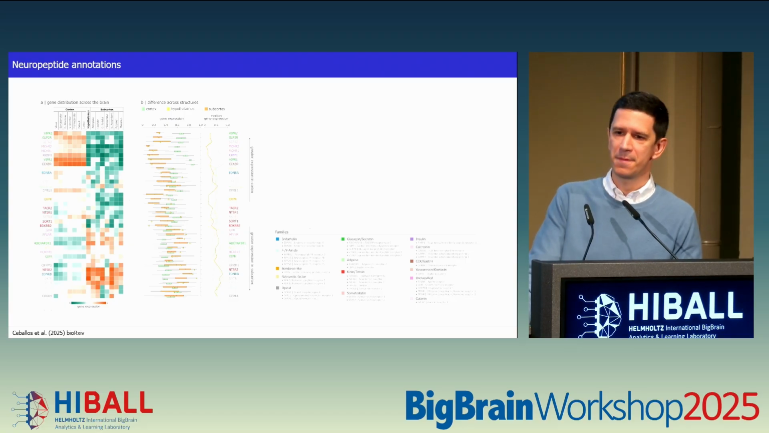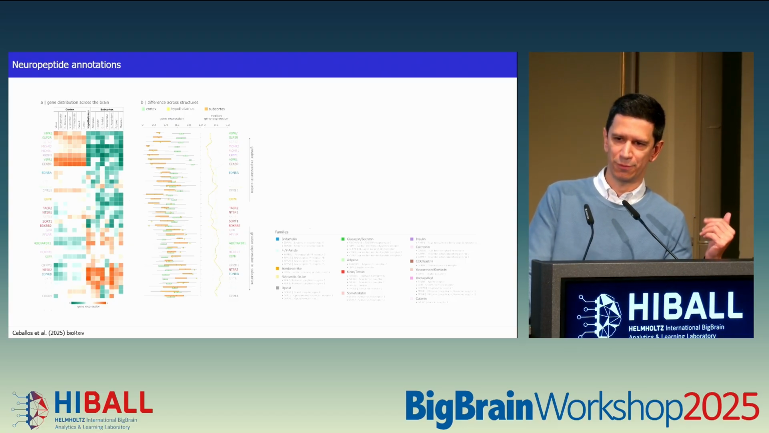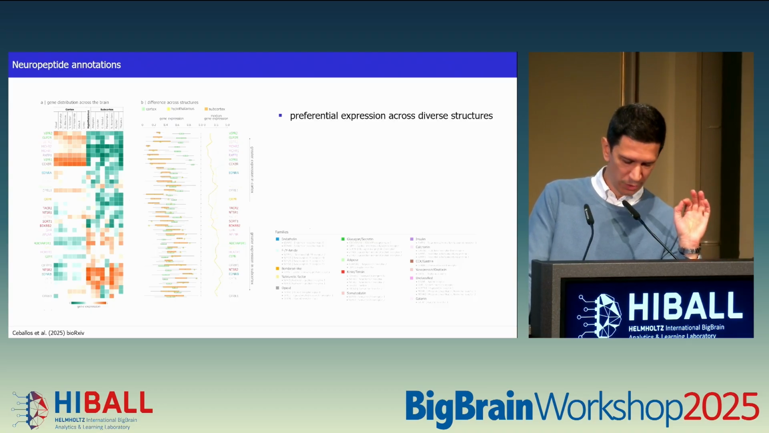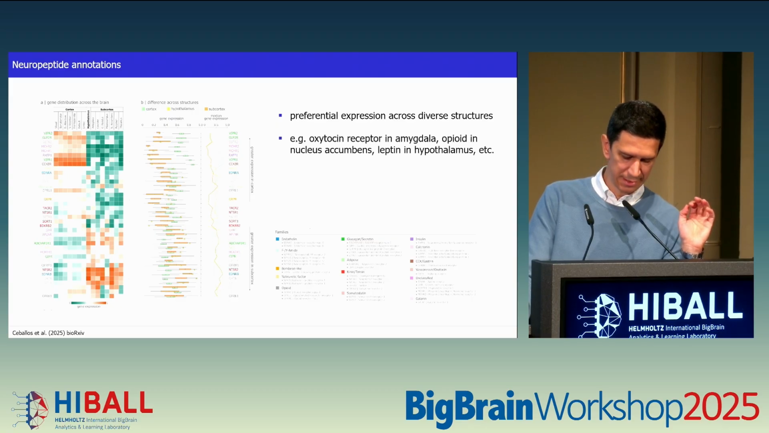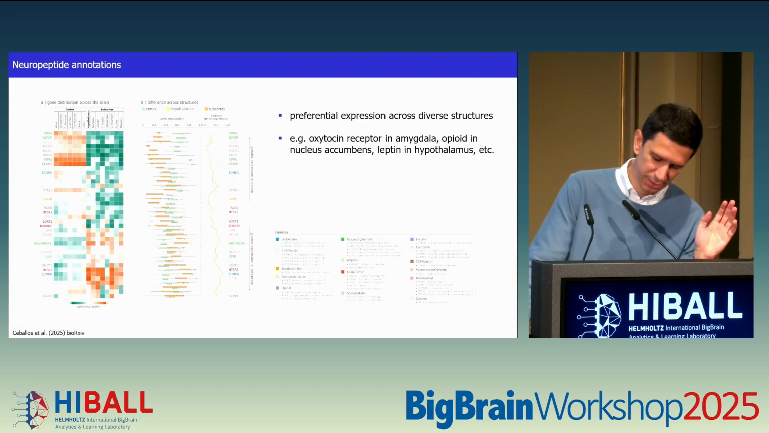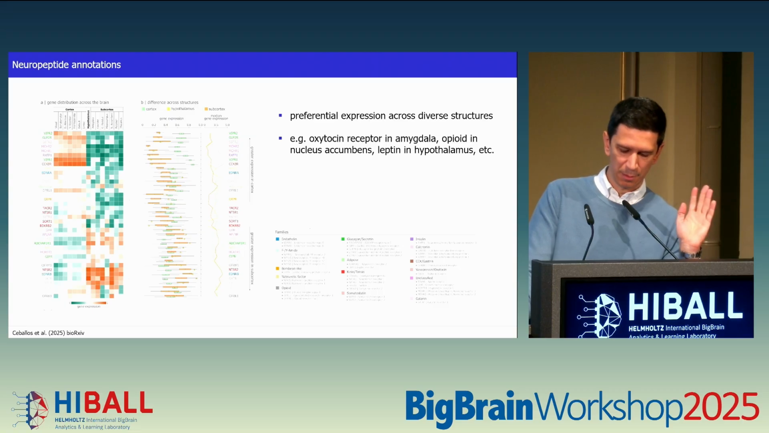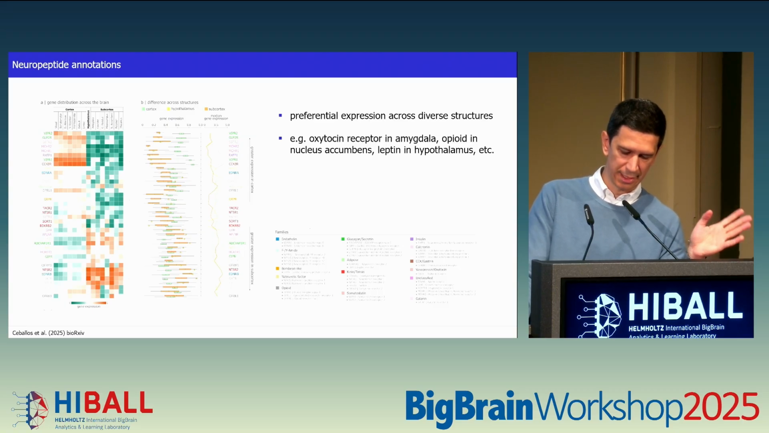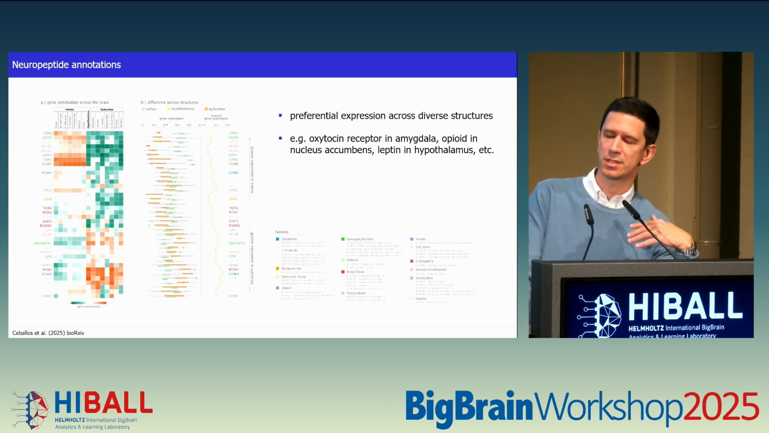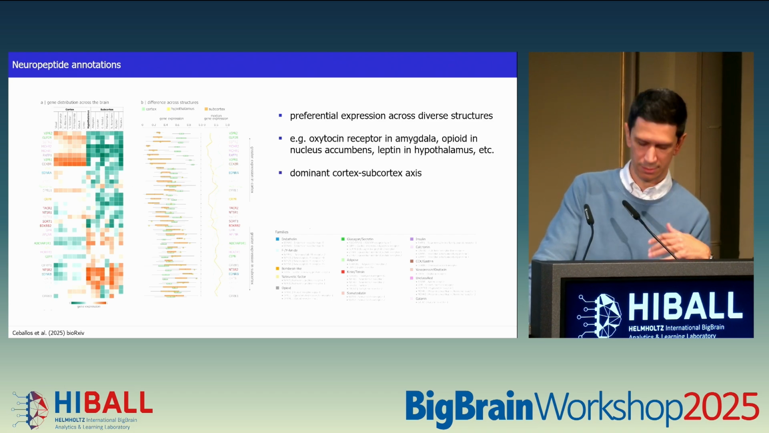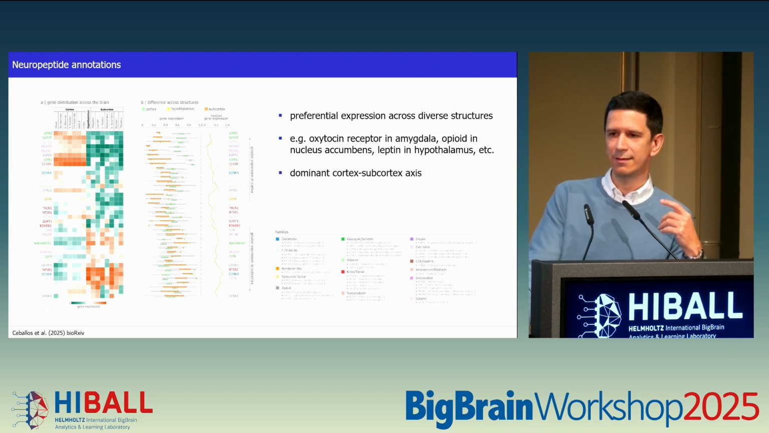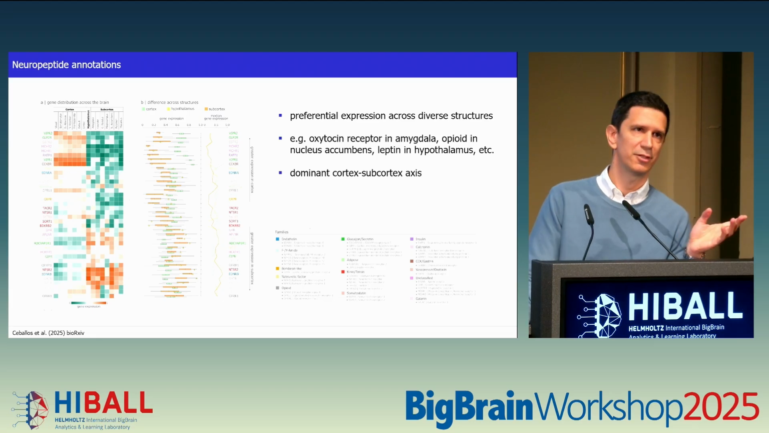The atlas is really cool, and I hope to convince you of that over the next couple of slides. So these are the expression of these different receptors across different anatomical structures. We find these really cool peaks of expression, for instance, oxytocin receptors in amygdala, opioid receptors peaking in the accumbens, leptin in hypothalamus, and so on. There's a very dominant cortex to subcortex gradient that I think you can see there.